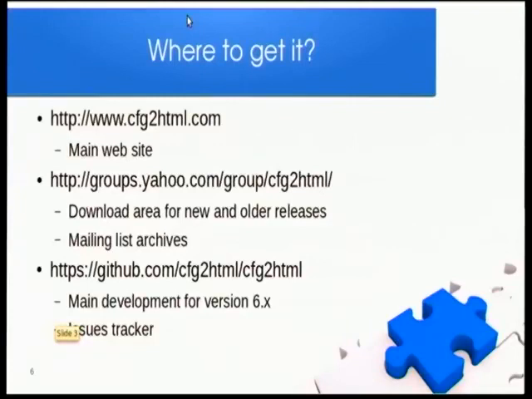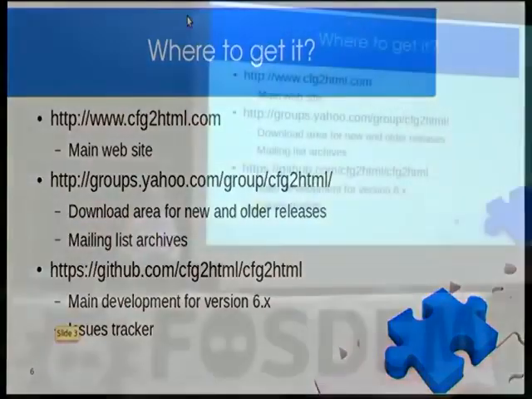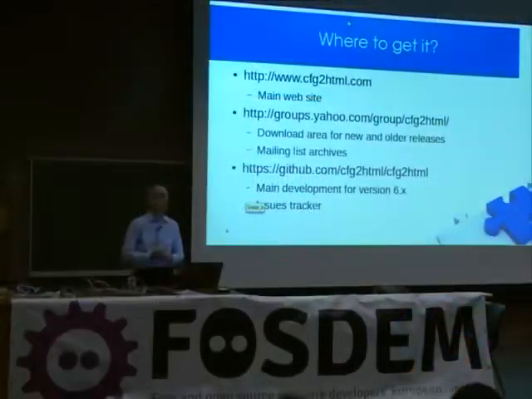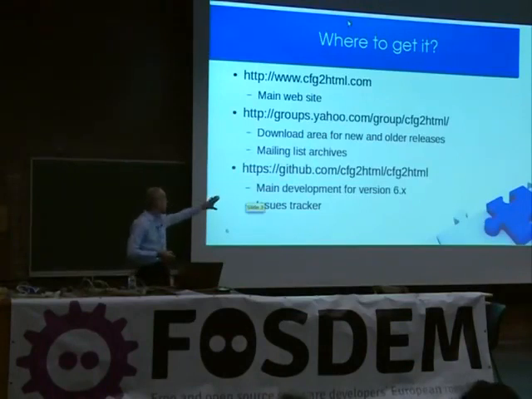So where you can get it, quite obvious, you have a main website. It's maintained by Ralph. There are also mailing lists, also maintained by Ralph. It's quite old, and there is a lot of history on it. And the latest 6th version is on GitHub. You can just clone it and start working with it. And there are also issue trackers.